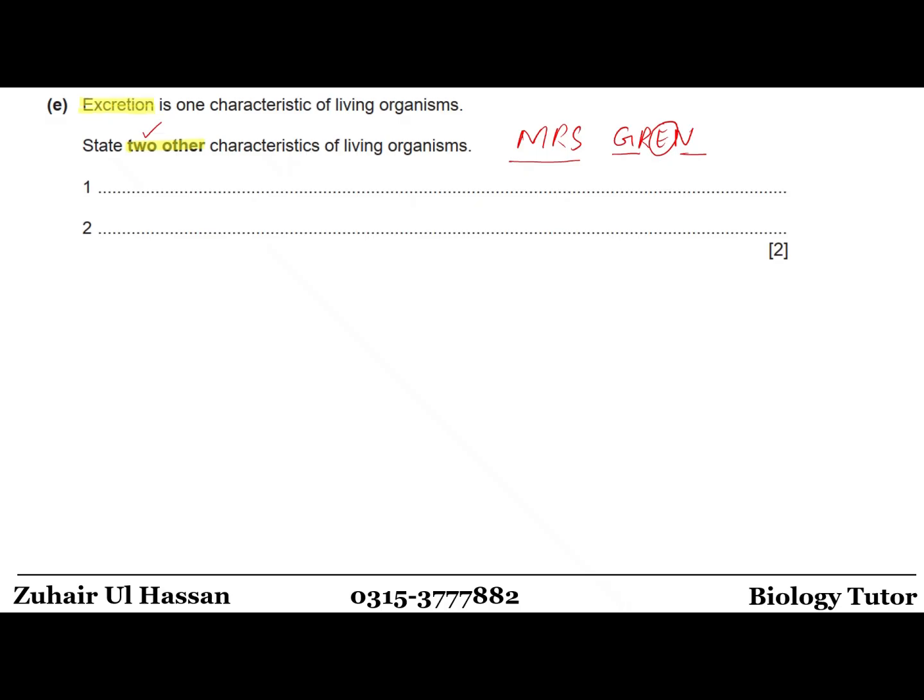So let us write growth, respiration, or we can also write movement, sensitivity, nutrition, reproduction as well. Okay, so any characteristic that is not given in the question.